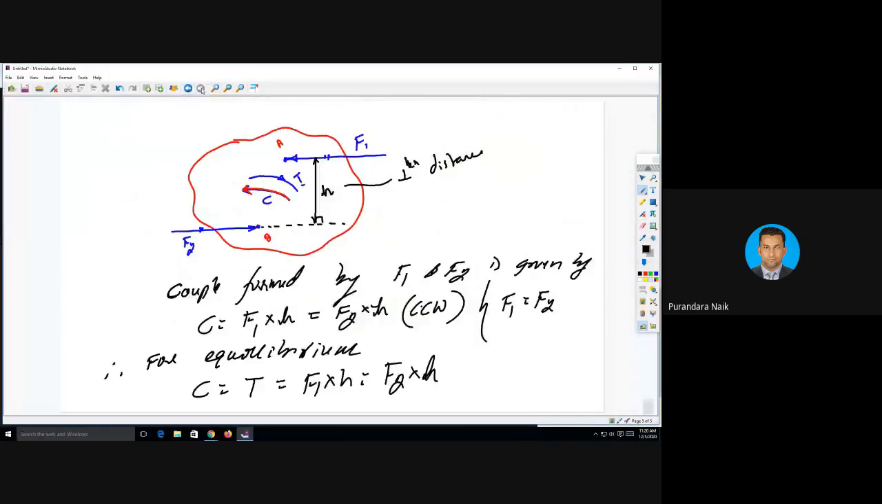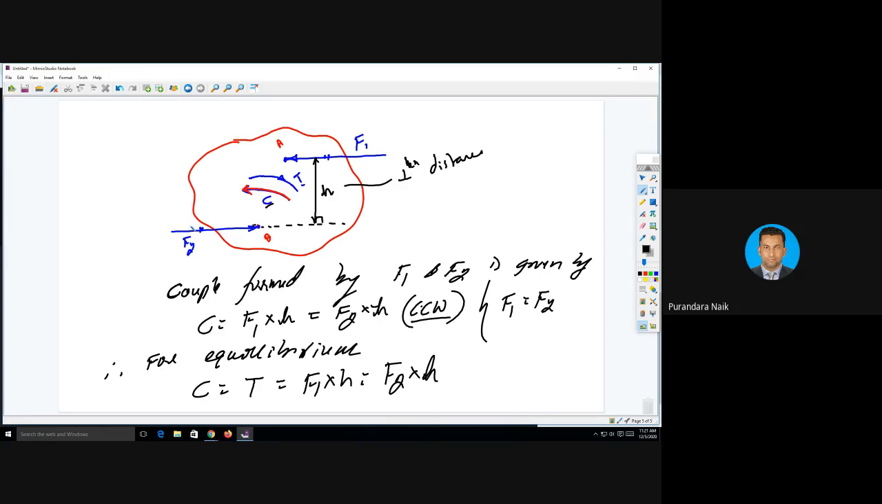Second condition. If two forces are equal and opposite and parallel and act at different points, then you can say there is a couple formed. That couple formed is C. C is equal to F1 into perpendicular distance. If you draw a line perpendicular to F1 and F2, the distance is called the perpendicular distance. The force into perpendicular distance is equal to the couple C. F1 into H or F2 into H, because F1 and F2 are equal. It is given in the first sentence itself, right? The direction of the couple is counterclockwise, because F1 is like this, F2 is like this.